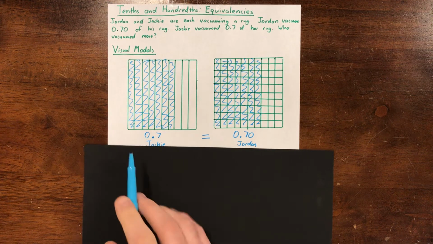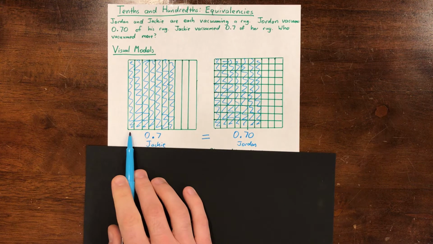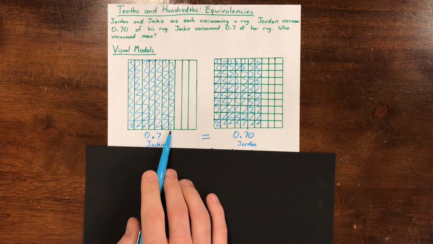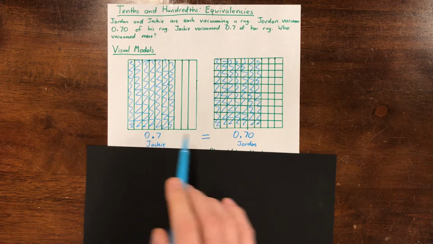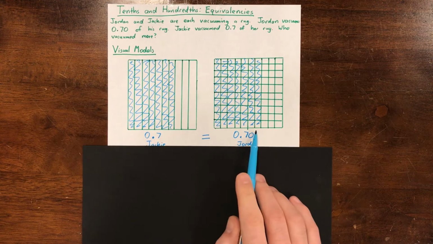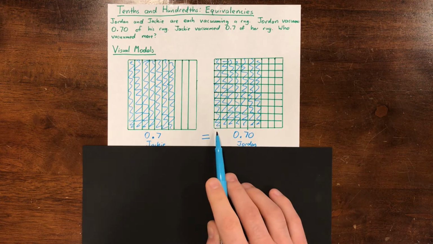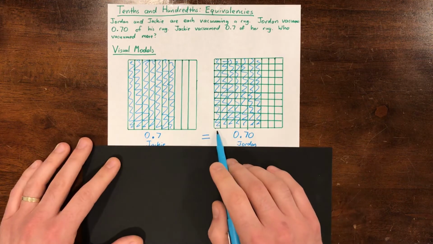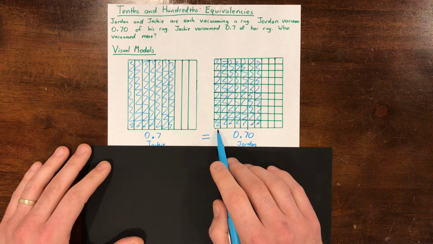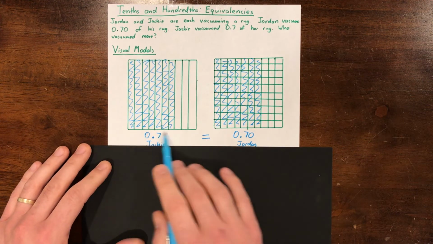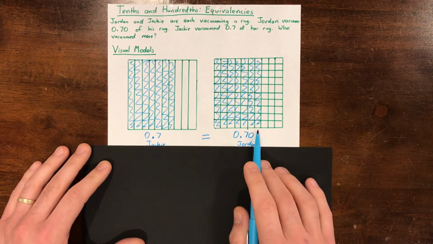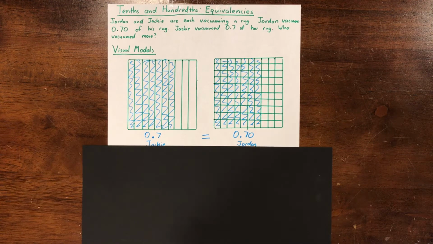Right. We know that every tenth is 10 hundredths. So if we have 7 tenths shaded, it would make sense that those 7 tenths would be the same as 70 hundredths, right? Each column here is 1/10 or 10 out of 100, same thing, right? And both models show that you've got 7 columns out of 10 total columns shaded.